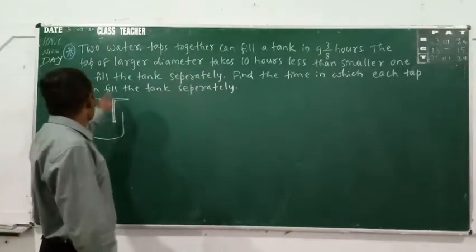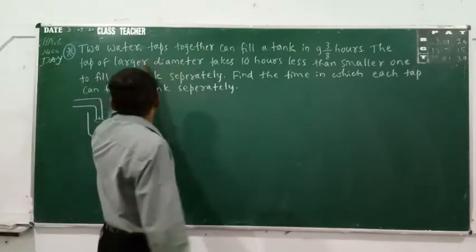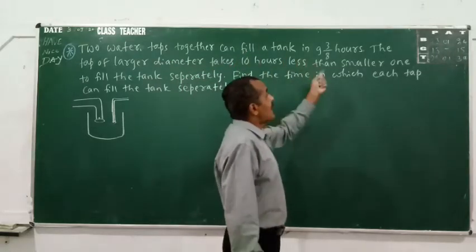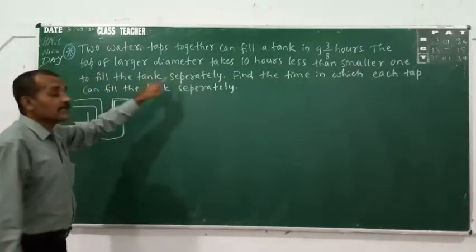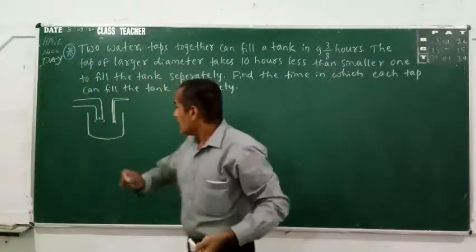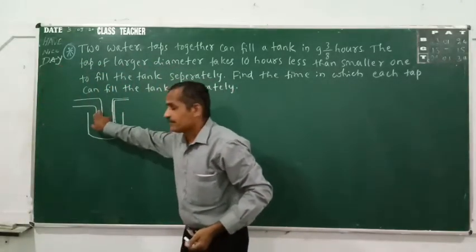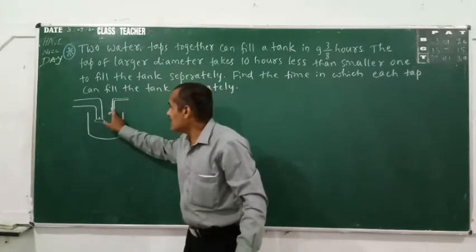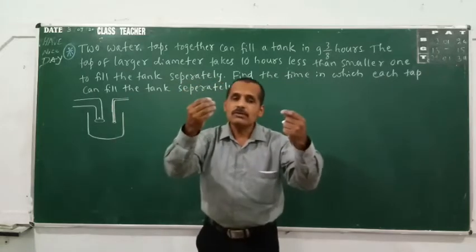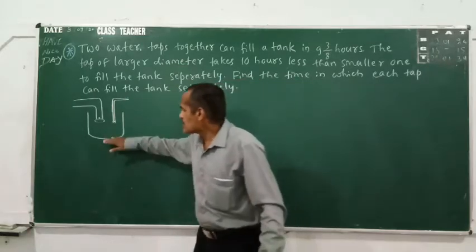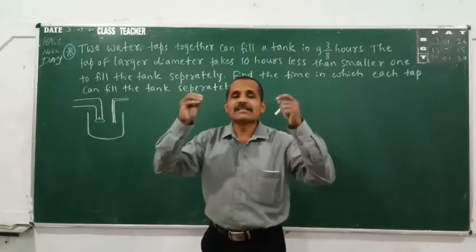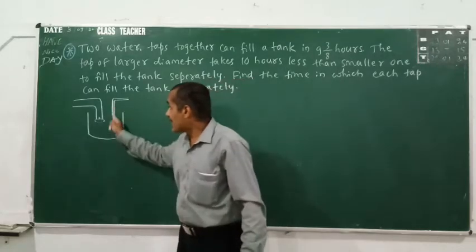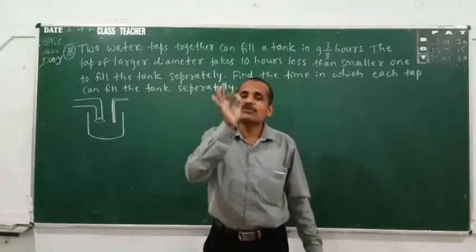What do they say? The tap with larger diameter takes 10 hours less than the smaller tap to fill the tank separately. What does it mean? Suppose this is closed. The bigger tap is closed, and only the smaller tap is allowed to fill the tank. How much time will it take? We don't know. Suppose it is taking 20 hours by the small tap alone.